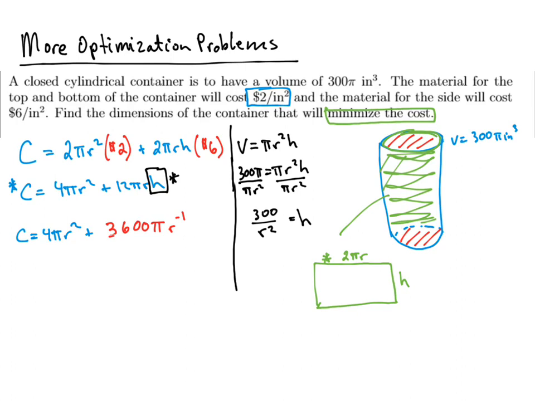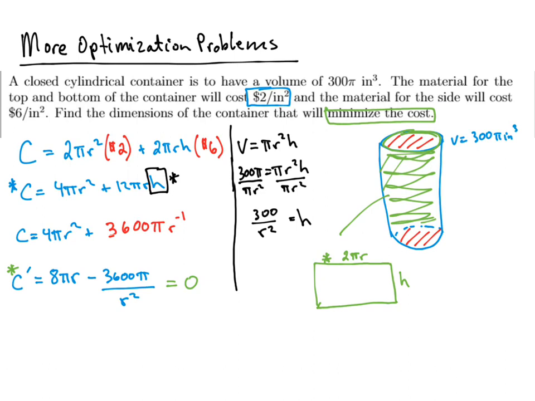Okay, so now we want to take the derivative. Since we're trying to minimize this, we need to find the critical point. So I end up with 8 pi r minus 3600 pi r to the negative 2, which is the same as divided by r squared. Okay, so what we do is we set this equal to 0 to find any critical points. Again, the critical points tell us where the derivative function is equal to 0. In other words, where the graph of the function has a horizontal tangent line.